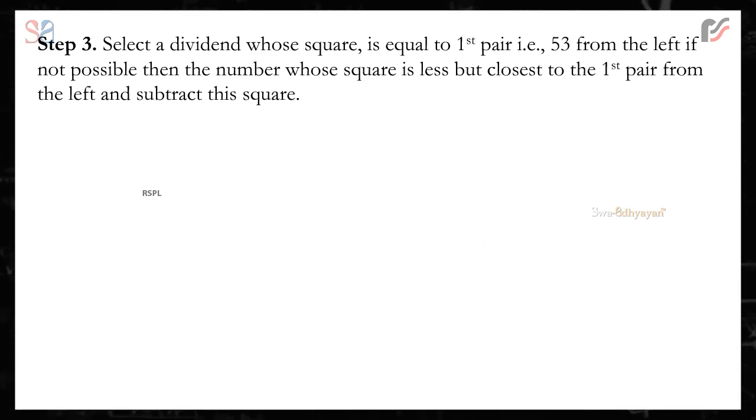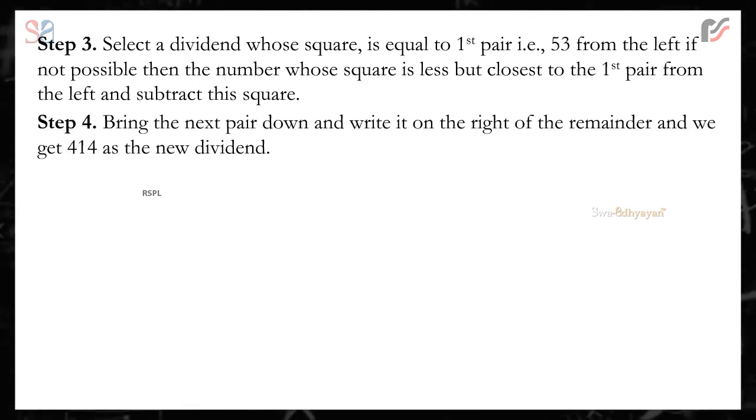Step 3. Select a dividend whose square is equal to the first pair, that is 53, from the left. If not possible, then the number whose square is less but closest to the first pair from the left, and subtract this square. Step 4. Bring the next pair down and write it on the right of the remainder and we get 414 as the new dividend.